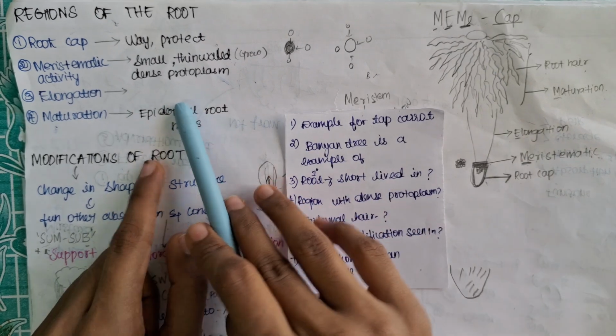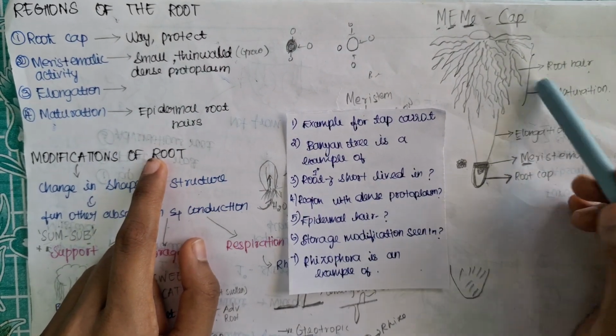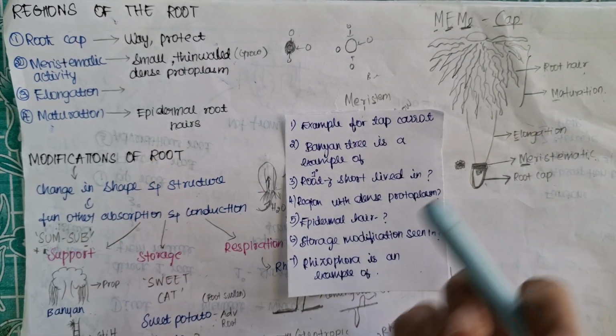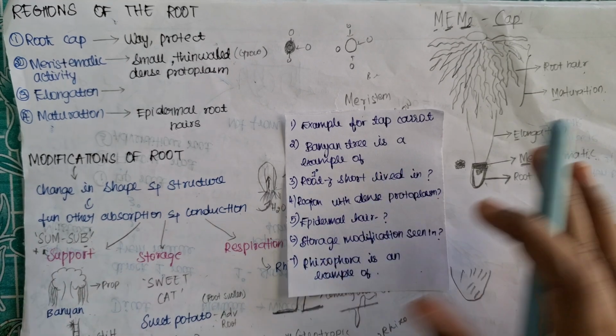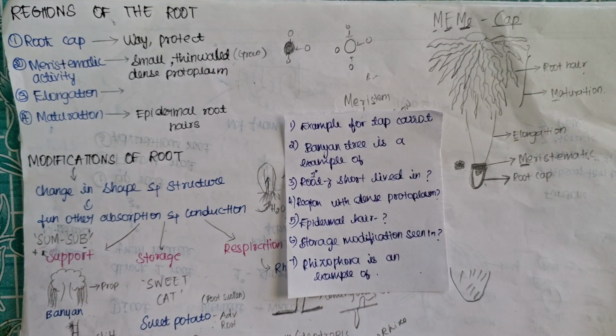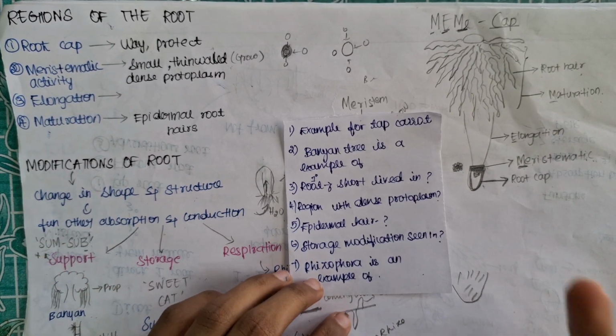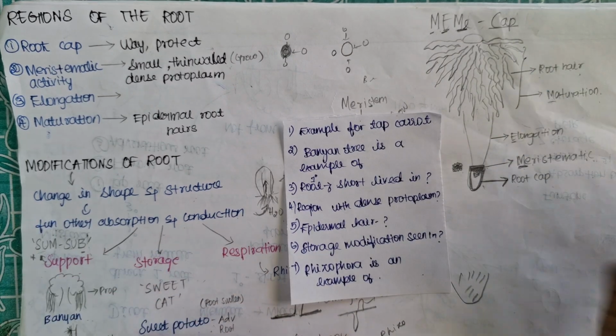Also, while discussing this point, I missed saying that the root hair will be helping in the absorption of H2O and minerals. Just remember this point. I missed saying that. So this will be helping in the absorption of water and minerals from the soil.